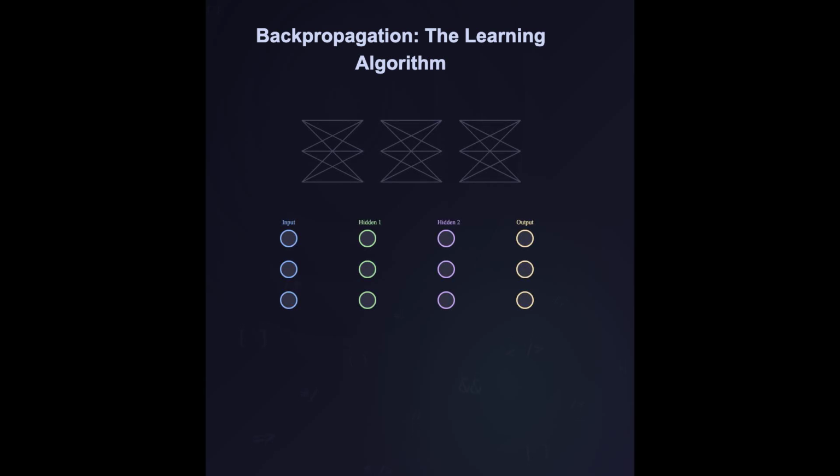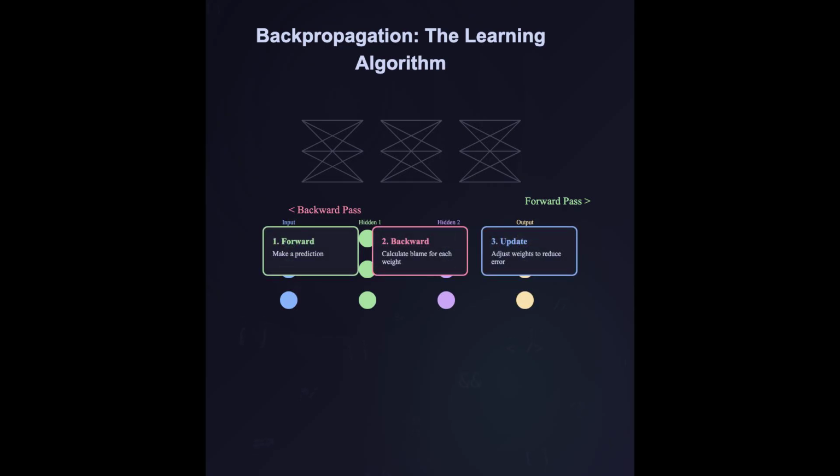Backpropagation is how we efficiently calculate gradients for every weight in the network. Here's the challenge. The loss depends on the output layer, which depends on the previous layer, which depends on the layer before that, all the way back to the inputs. How do we know how much each weight contributed to the final error? Backpropagation uses the chain rule from calculus. It works backward through the network, calculating how much each weight affected the loss. Output layer first, then the layer before, and so on. This is why it's called backpropagation. We propagate error information backward through the network. The result is a gradient for every single weight, telling us exactly how to adjust it to reduce the loss.